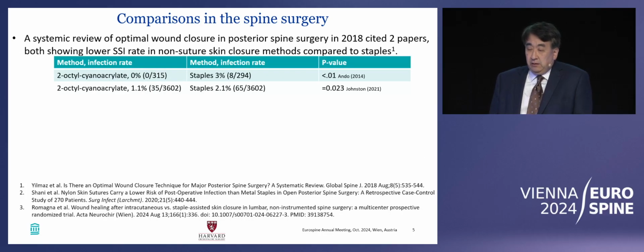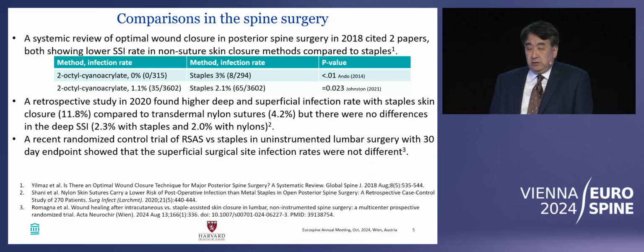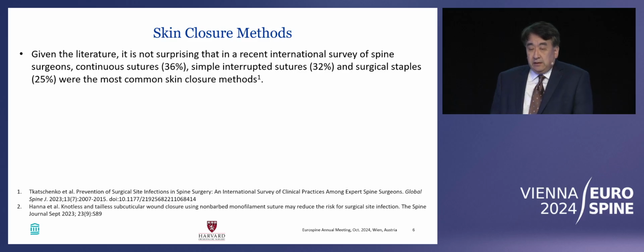In spine surgery, there are studies that show lower infection rates with non-suture methods when compared to staples. On the other hand, the study comparing skin staples and transdermal nylon sutures did not find differences in the deep infection rate. A recent report showed that subcuticular closure and staples had similar superficial infection rates at the 30-day postoperative time period. Given the literature, it's not surprising that in a recent international survey of spine surgeons, a variety of methods were used to close the skin.